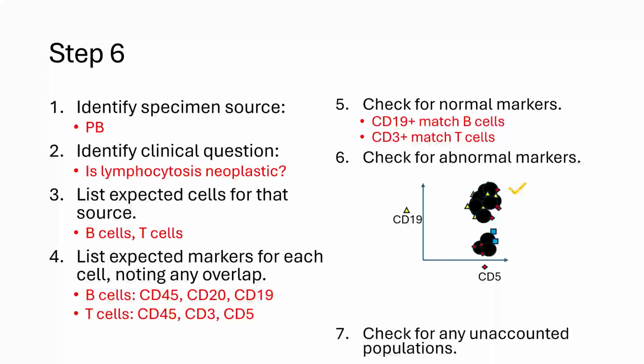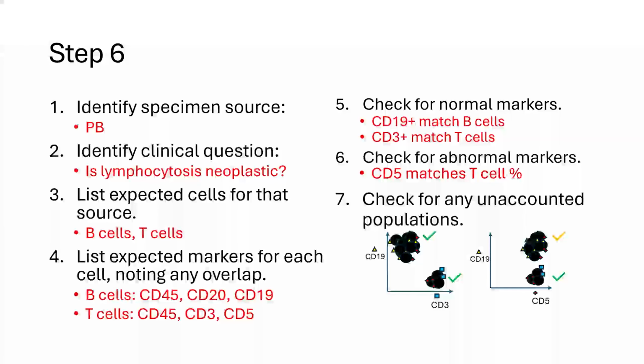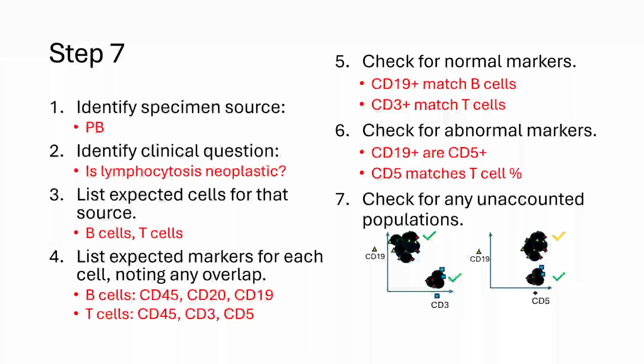However, CD5 is expressed in the CD19 negative cells, and that matches our T cell percentage. CD5 is a normal marker for CD3, for T cells. Finally, check for any unaccounted populations. As we review our initial charts, there are no populations that we have not check marked. And so we have accounted for all the populations.